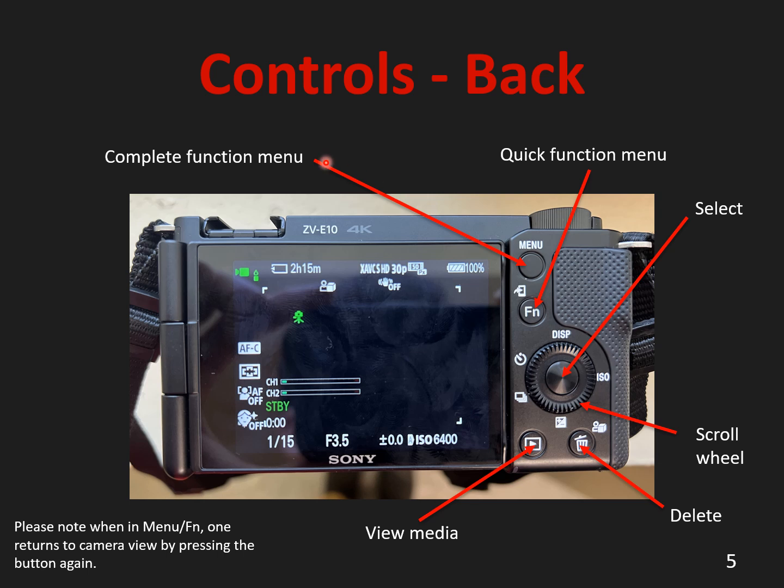The controls on the back: we've got the complete function menu, which is this guy up here, menu, the quick function menu, FN, our scroll wheel with a bunch of different settings. Like any scroll wheel, the button in the middle is to select, and then we've got our delete down here and our view media button right here. And please note that when you're in any of the camera settings, menu or FN, and you want to come back to the main screen, you click that button again.